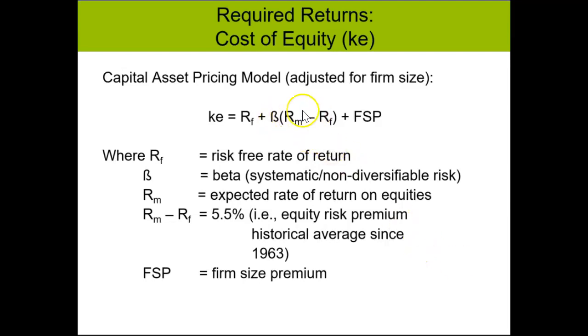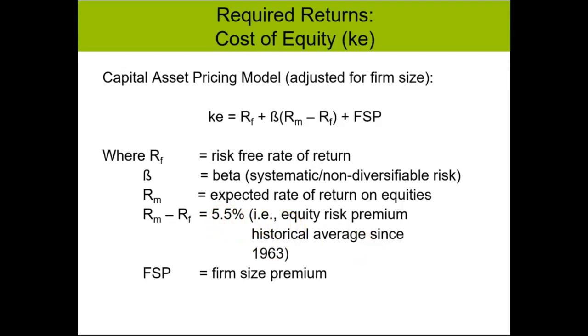The equity risk premium, which we call RM minus RF, varies with the time period selected. But numerous studies demonstrate that over longer periods of time it tends to lie between 5 and 7. In this case, the equity risk premium based on the historical average since 1963 until 2017 is 5.5%.